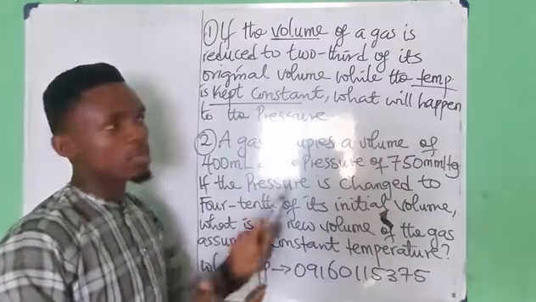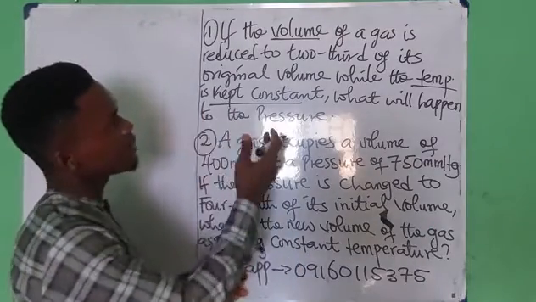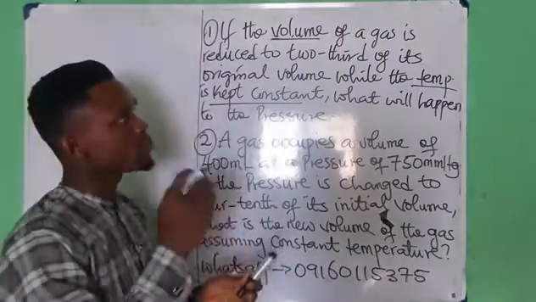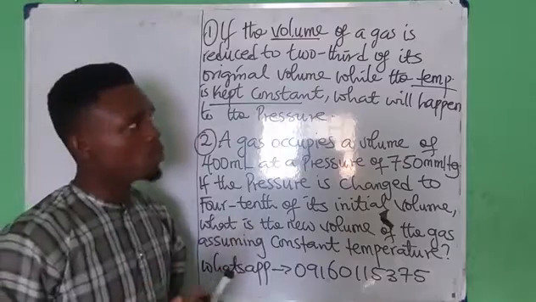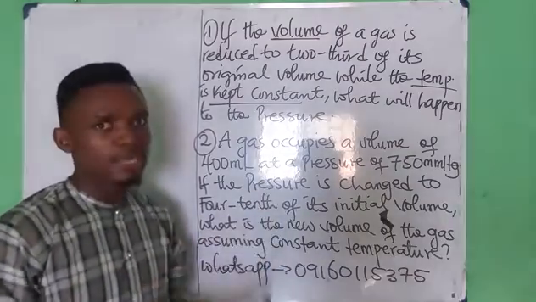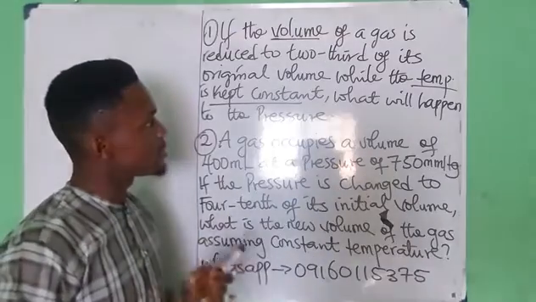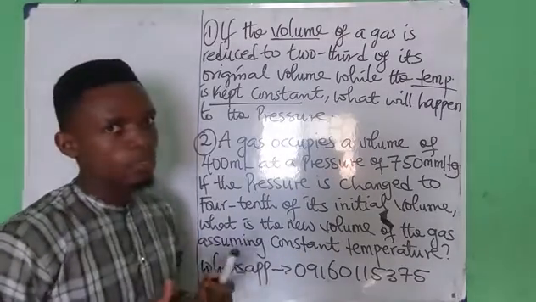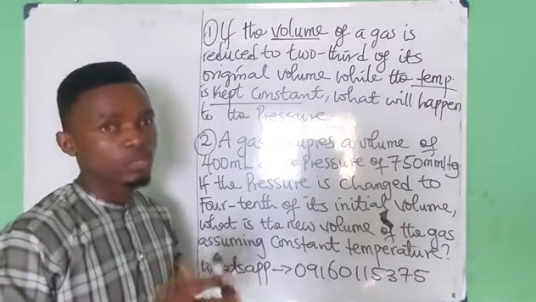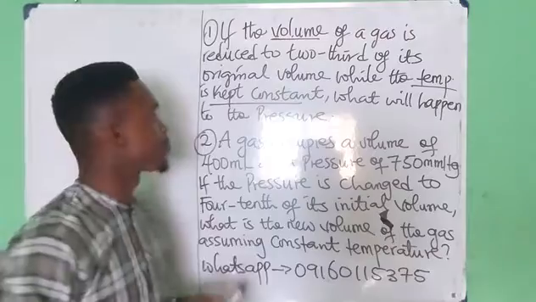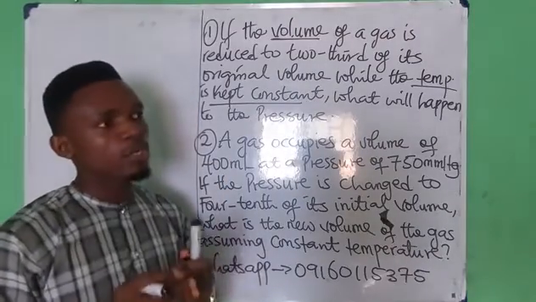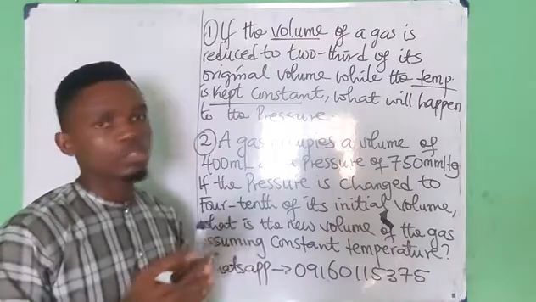Now this question we are not solving. It said if the volume of a gas is reduced, that is, it has decreased to two-thirds of its original volume, while the temperature is kept constant, what will happen to the pressure? The answer is simply that the pressure will increase because the volume has what? Decreased. I believe that is understood enough, and that is what? Boyle's law.